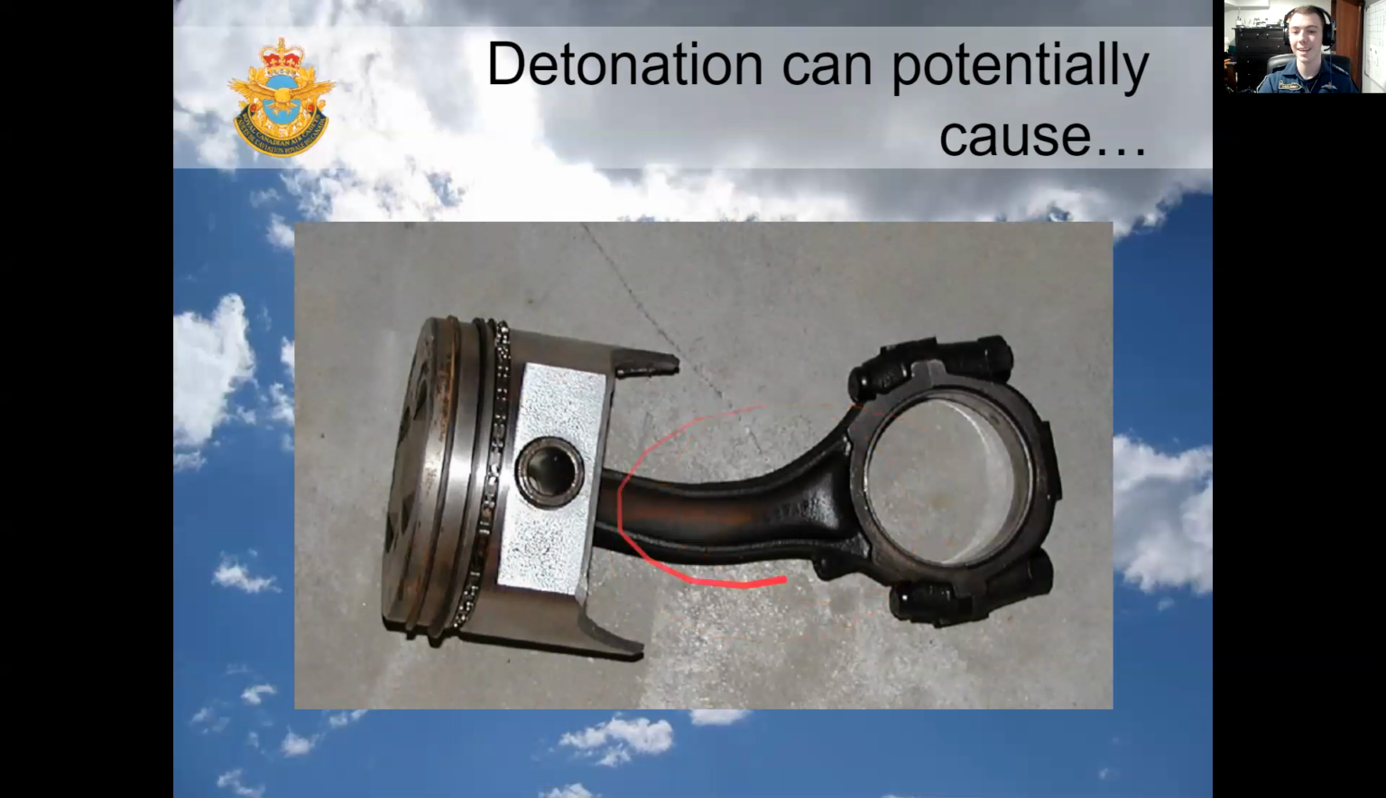This here is a cylinder, and you can see it's been warped. It's been visibly bent. That's meant to be straight, and that's not good.